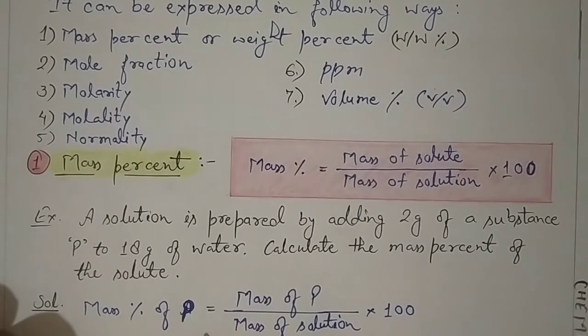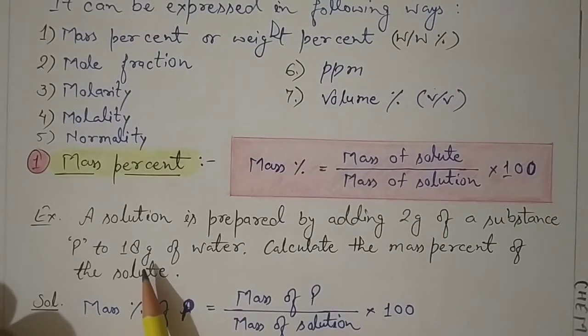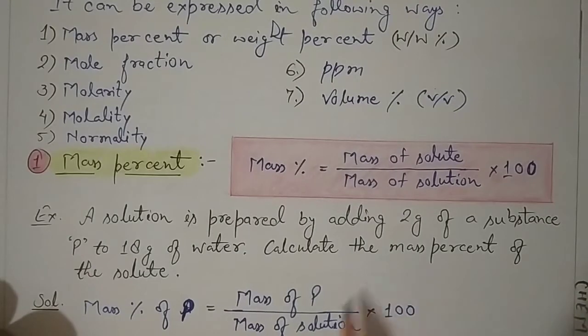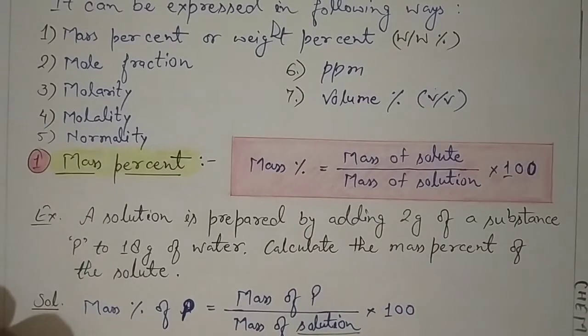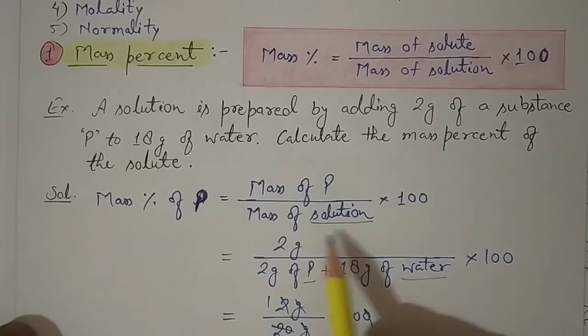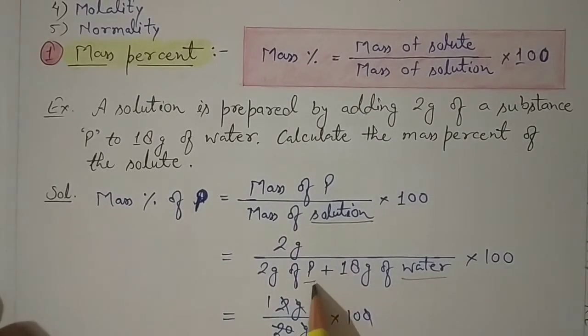So simply we apply the formula, that is mass percent of P is equal to mass of P upon mass of solution into 100, and both the values we have already got in the question. So it is 2 gram and 18 gram of water, but solution refers to the mass of solute, that is P, and mass of solvent, that is water. So the solution would be the sum of solute and solvent. So the total mass would come, you can see here that mass of solution is equal to 2 gram of solute plus 18 gram of solvent. Water is solvent and P is solute.